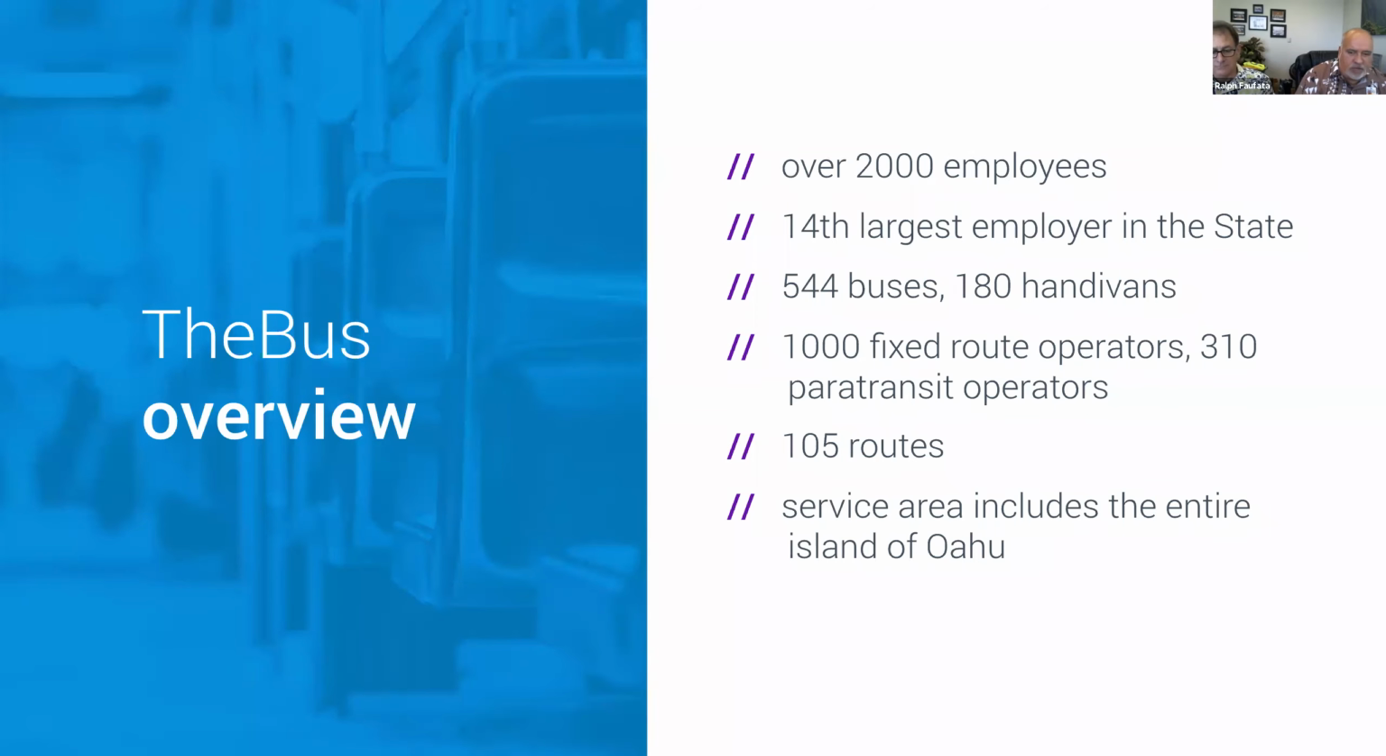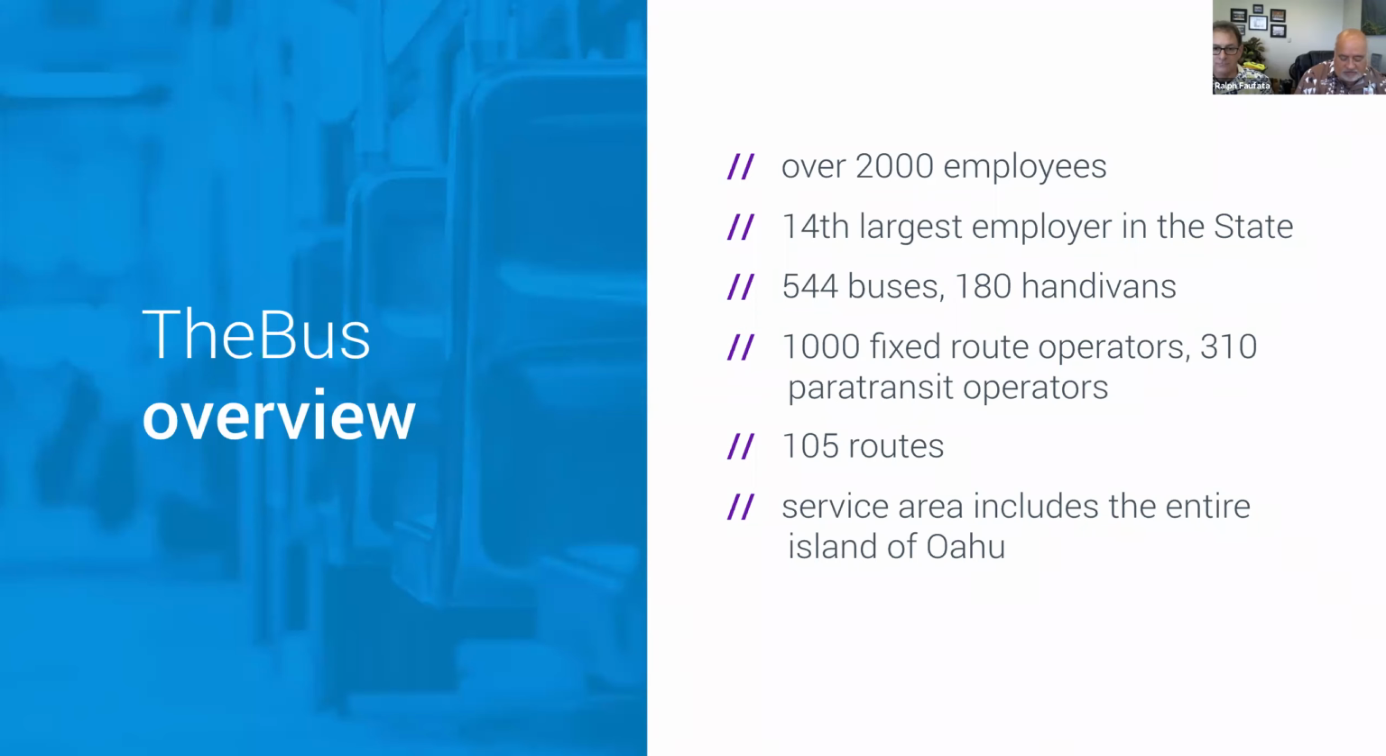So here at the bus, we have over 2,000 employees. We're the 14th largest employer in the state of Hawaii. On the fixed route side, we have 544 buses. On our paratransit division, we have 180 handy vans. We have approximately 1,000 fixed route operators and about 310 or so paratransit operators.